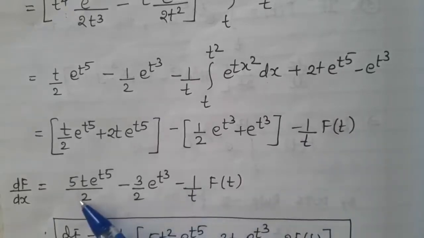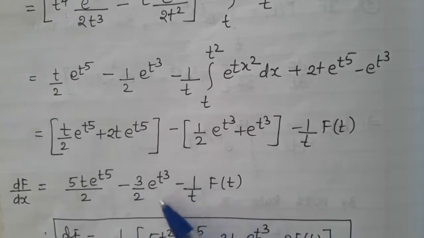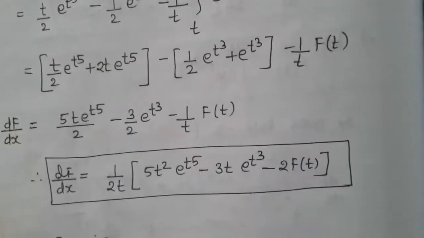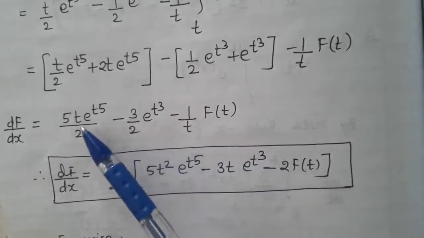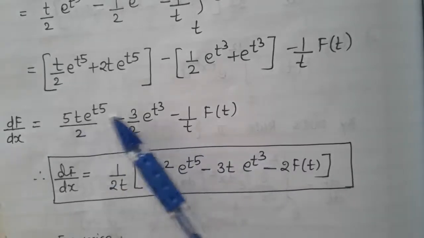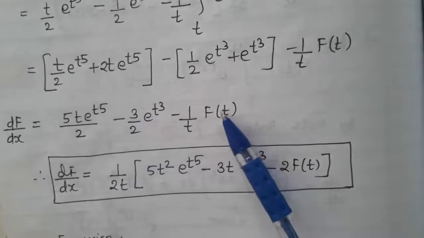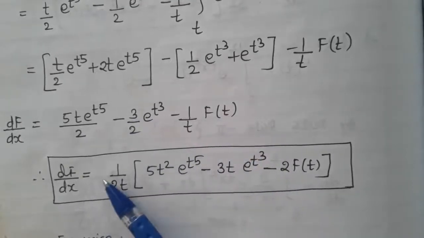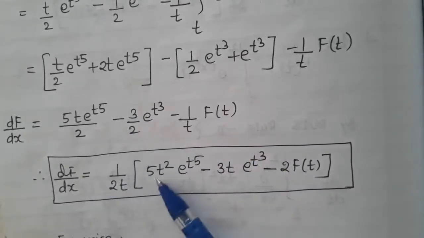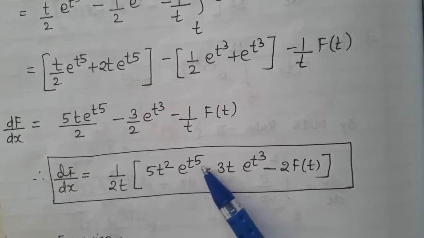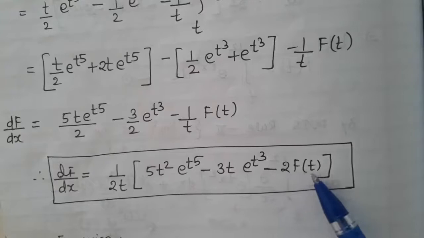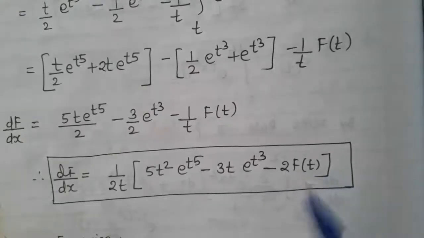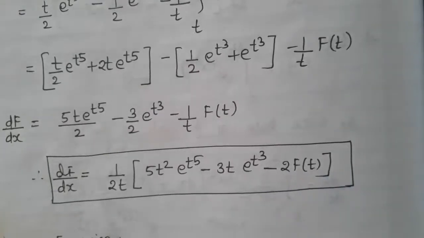Here take 1 by 2 and t common. So take the LCM. Here if we take 1 upon t and 1 by 2 common, we need to multiply by t here and multiply by 2 here. So df upon dx becomes 1 upon 2t times (5t square e raised to t raised to 5 minus 3t e raised to t cube minus 2 times f of t). So this is the final answer of this question.